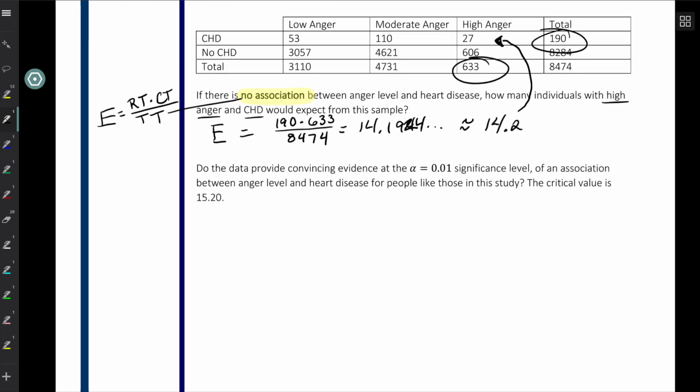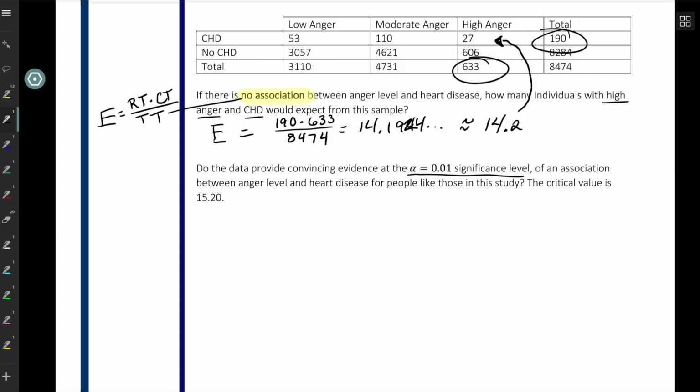Do the data provide convincing evidence at the alpha equals 0.1 significance level of an association between anger level and heart disease for people like those in the study? The critical value is 15.20. So again, for the purposes of this course, you're always going to be given that critical value. Okay, we showed you before how to use a chi-squared table to find it, but we're going to give you the critical value every time.